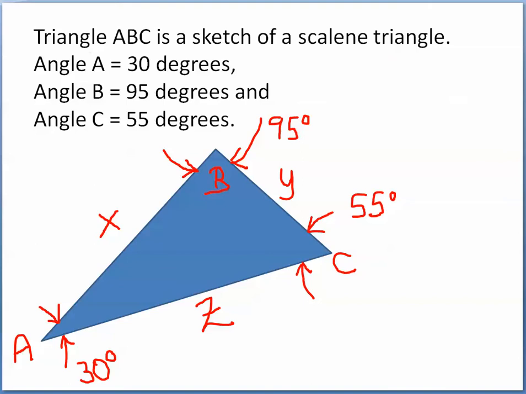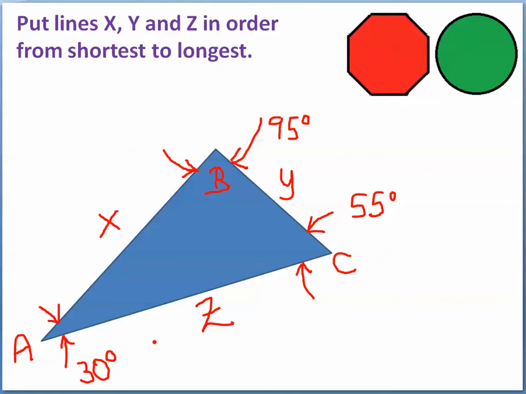All right, triangle ABC is a sketch of a scalene triangle. Angle A is 30 degrees, angle B is 95 degrees, and angle C is 55 degrees. Now this is a sketch, so it's not a perfect drawing. If you were to measure this, you might find that it's not perfectly 30 degrees. But that's what the sketch tells us.